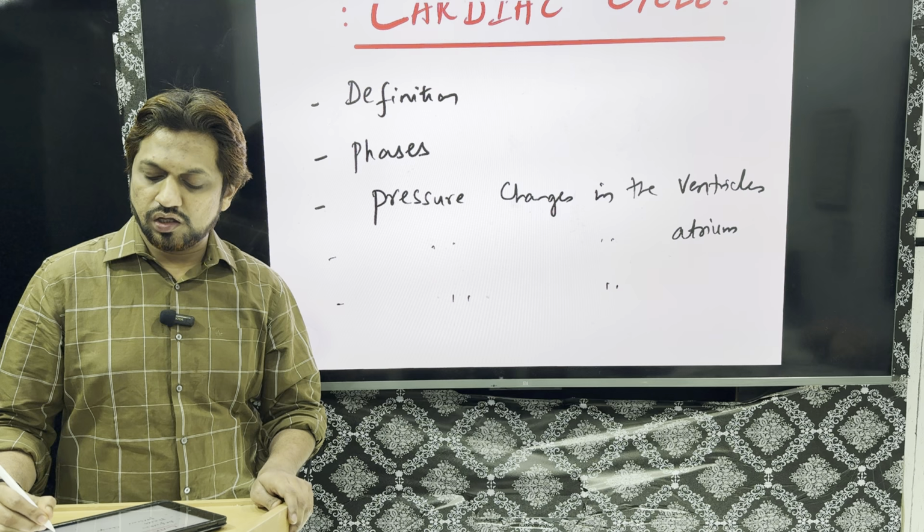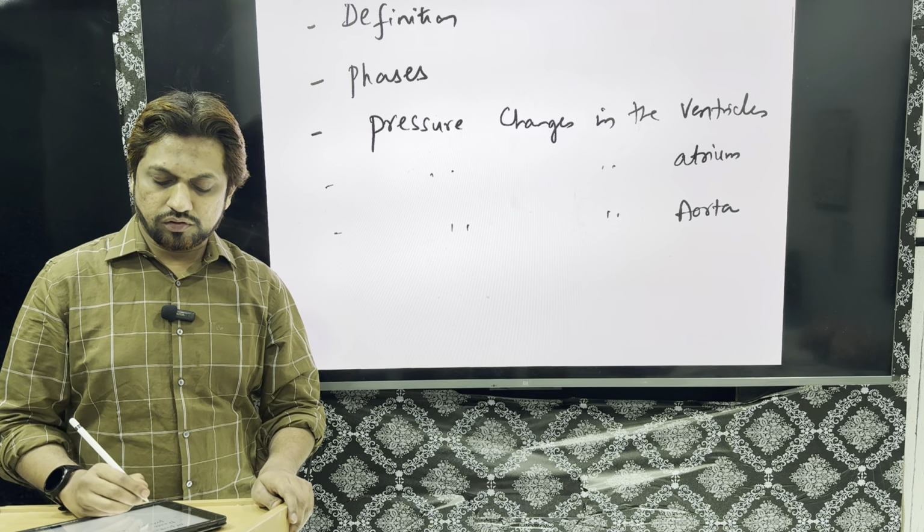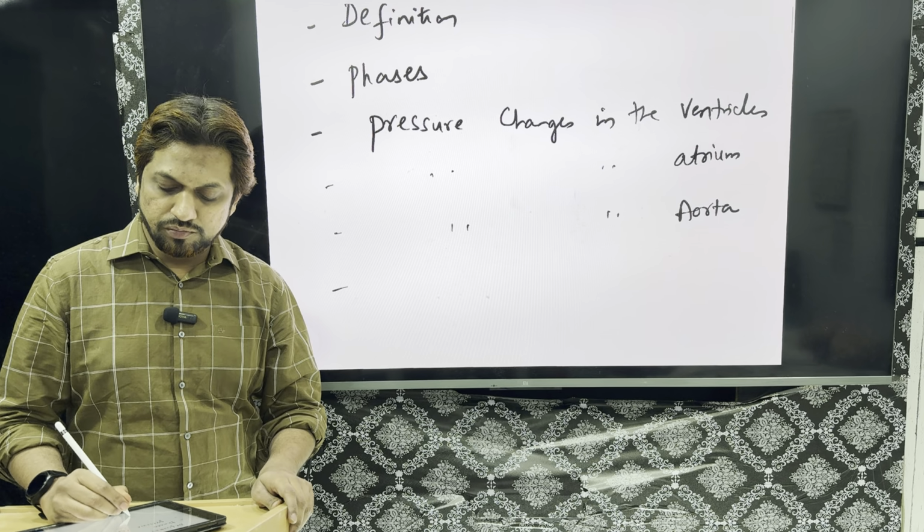We'll discuss first the definition of the cardiac cycle, then the phases of the cardiac cycle, then the most important pressure changes in the ventricles, then the pressure changes in the atrium of the heart, then the pressure changes in the aorta, and also the volume changes in the ventricles, and then finally we will discuss the ECG changes.